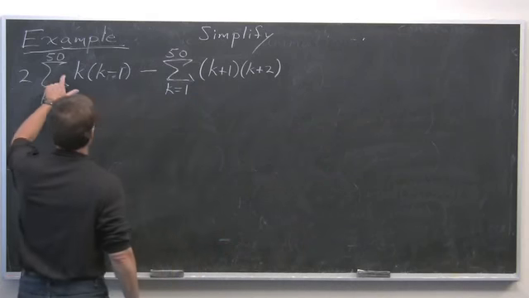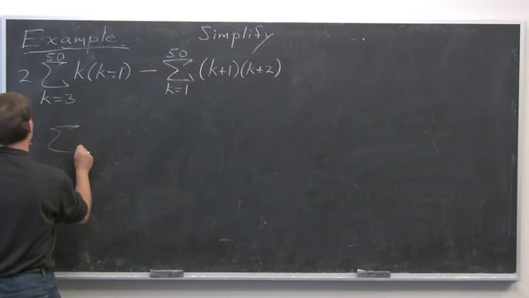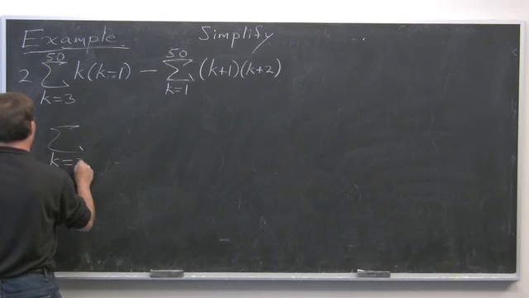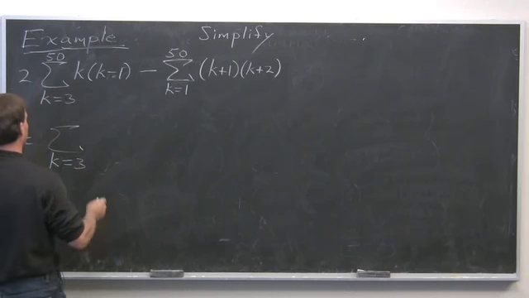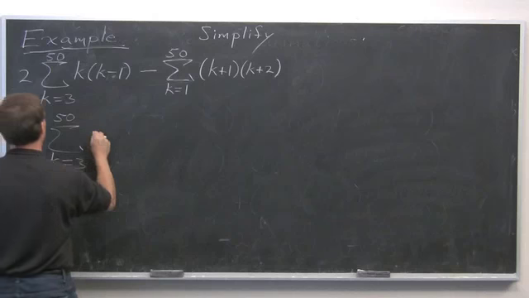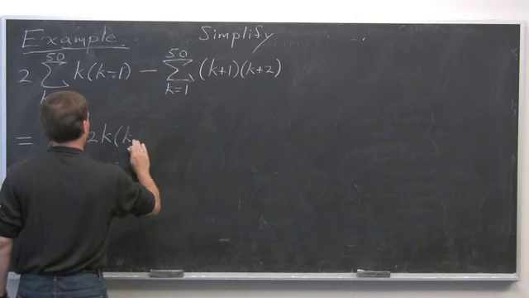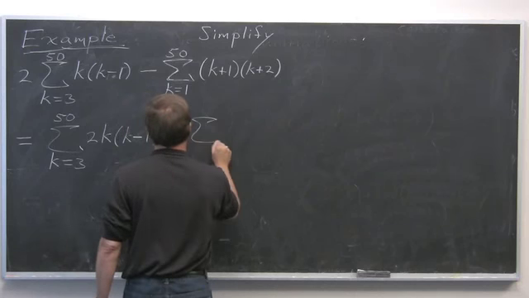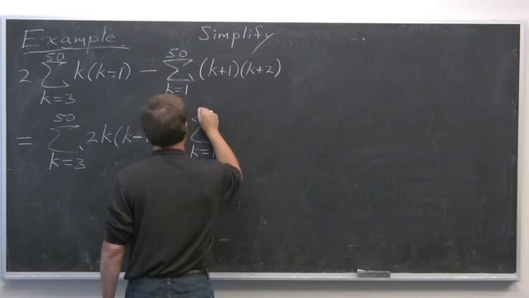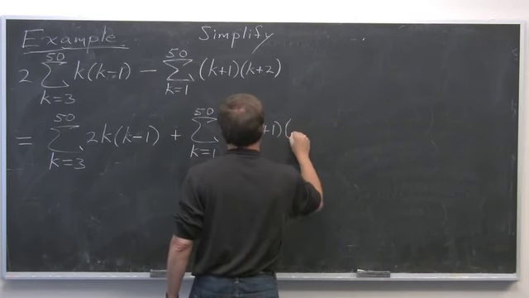So let's move the 2 inside here and the minus sign inside there. So we get the sum of 2k times k minus 1. So this is linearity. Linearity says you can pull out constants, but we're going the other direction. It also says you can move them inside. And then I'll write a plus, the sum as k goes from 1 to 50 of negative. So I'm moving the minus sign inside too.